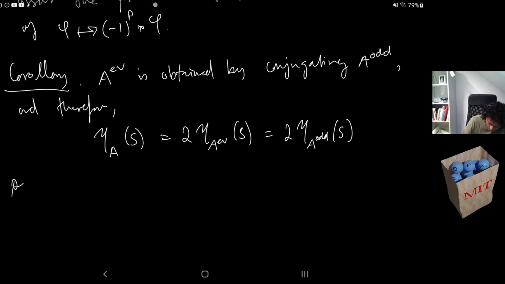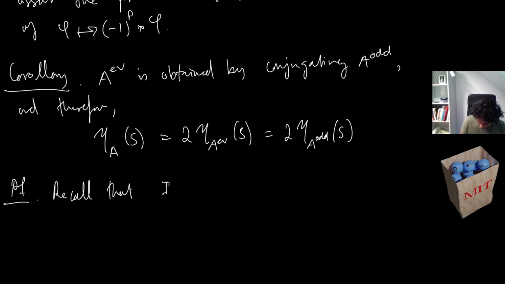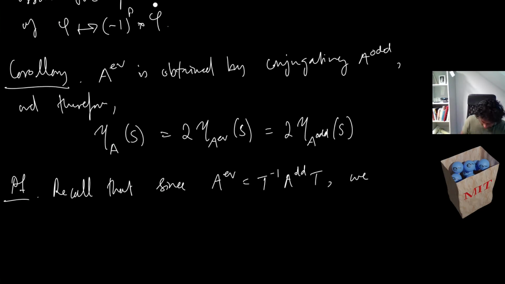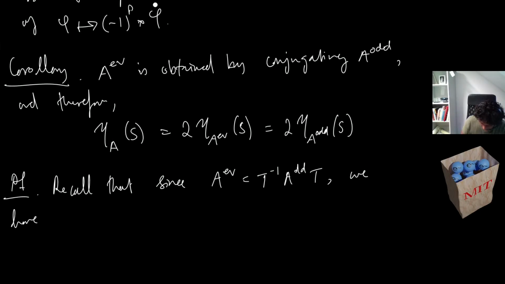So why is this true? If it's a conjugation, recall that since A even is equal to some T inverse A odd T, we have that the spectrum of A even is equal to the spectrum of A odd.